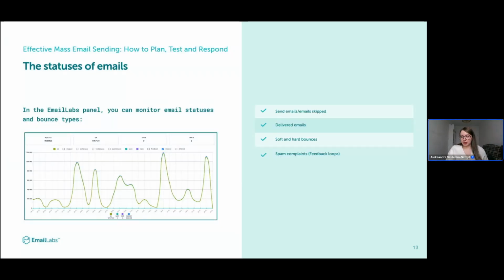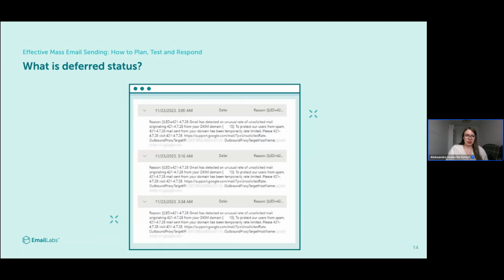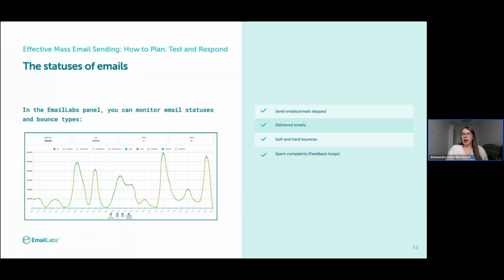If you don't warm up your IP address, or if you send a burst campaign or a campaign that is significantly larger than your usual volume, you can be met with some email bounces, email deferrals, or limitations on the side of the receiving server of the provider. And on the next slide, I think this is the deferred status, so we will go back.